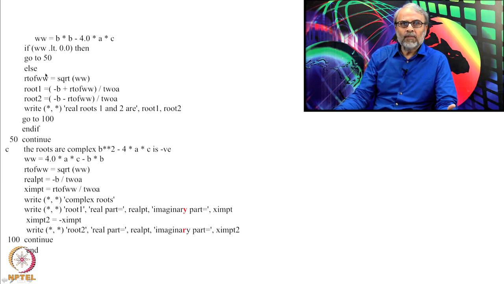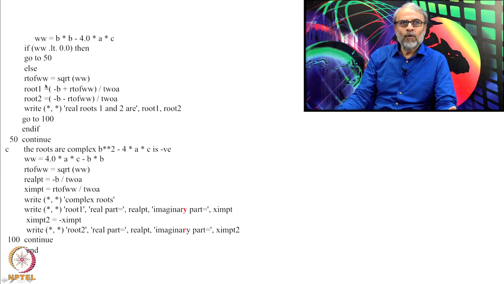So, now we come to this part. When we come here, we know that a is not 0 and b could be 0 here, does not matter, but a is not 0, that means it is a quadratic equation. So, then you compute b square minus 4ac, and if this b square minus 4ac is less than 0, then you go to line 50. If b square minus 4ac is greater than 0, then you will come to this set of parts.